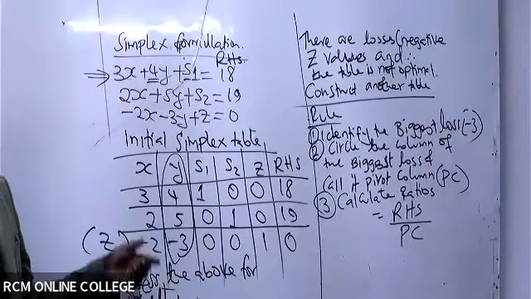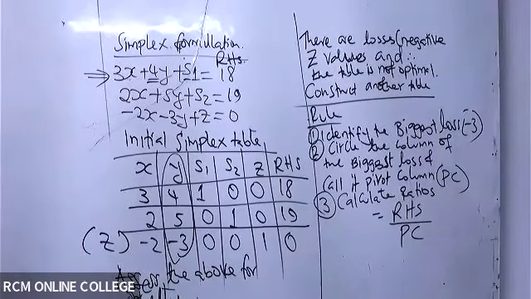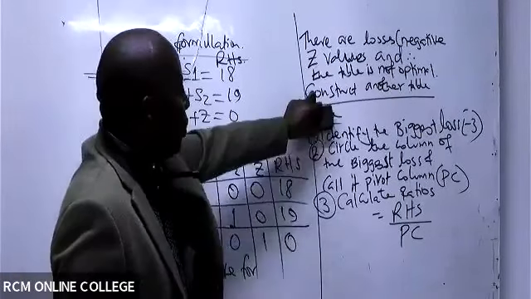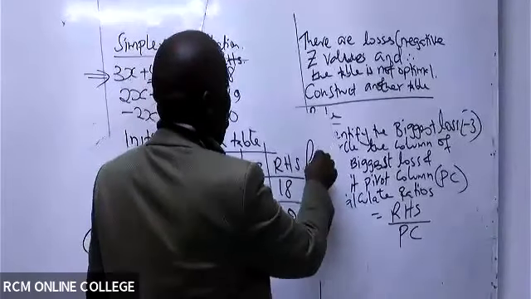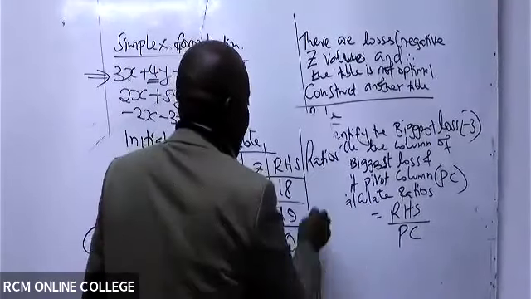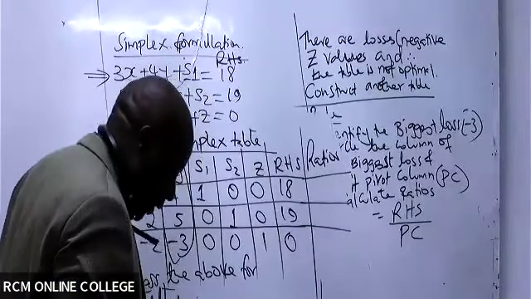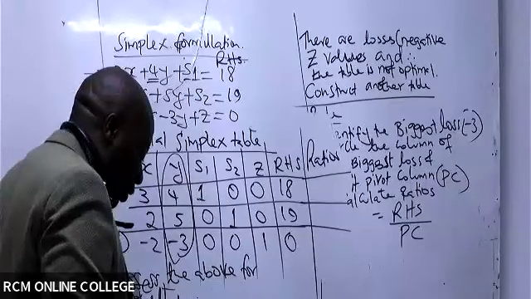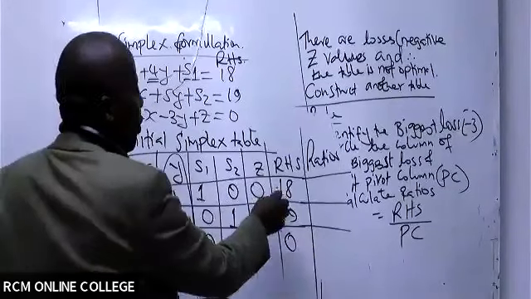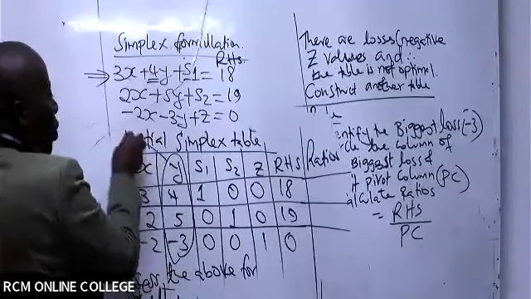So you calculate ratios. Meaning that you shall come here and create a column, which you shall call a column of ratios, like that. So this column of ratios, the first one, you are taking 18 divided by the pivot column.